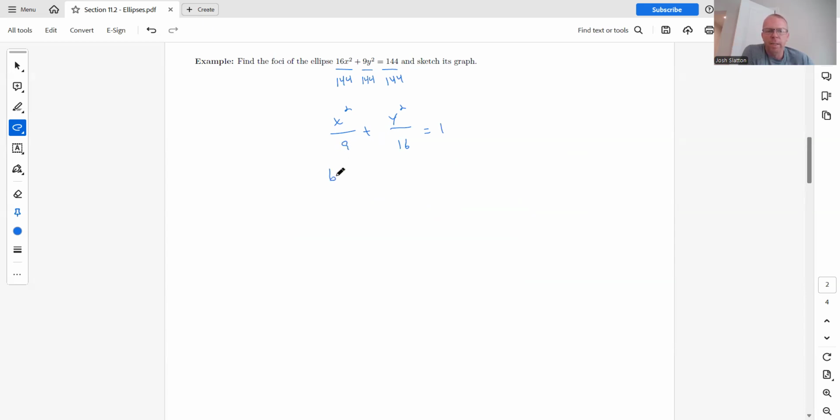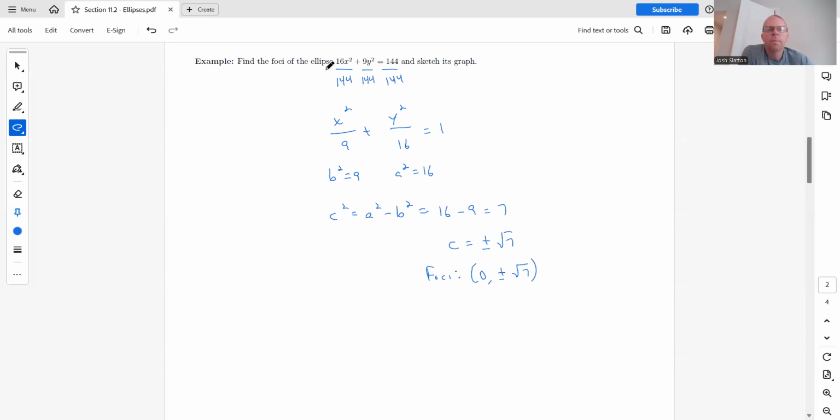And so this tells us that b squared is 9, a squared is 16. And so we can find the focal points. c squared would be a squared minus b squared, so that would give us 16 minus 9, which is 7. And then c is plus or minus the square root of 7. And since the bigger number here is under the y, a is under y in this case, that tells us that we're elongated vertically, and so the foci would be 0 comma plus or minus square root of 7.